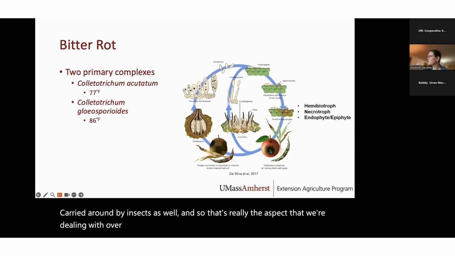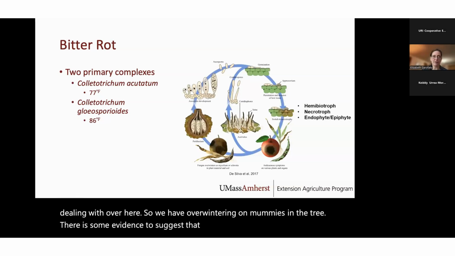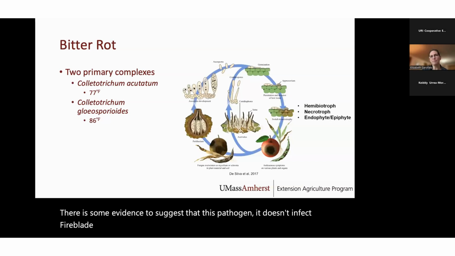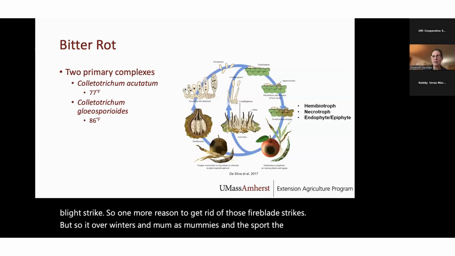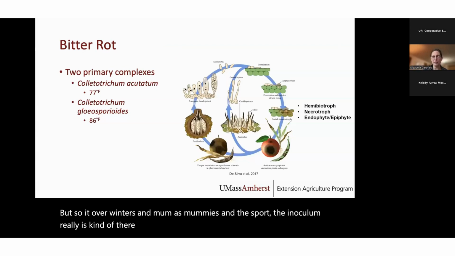So we have overwintering on mummies in the tree. There is some evidence to suggest that this pathogen doesn't infect fire blight strikes, but the spore can live in the dead tissue caused by a fire blight strike. So that's one more reason to get rid of those fire blight strikes. But it overwinters as mummies. The inoculum really is there throughout the season, but there is a point at which it becomes greater. There's higher pressure later on.